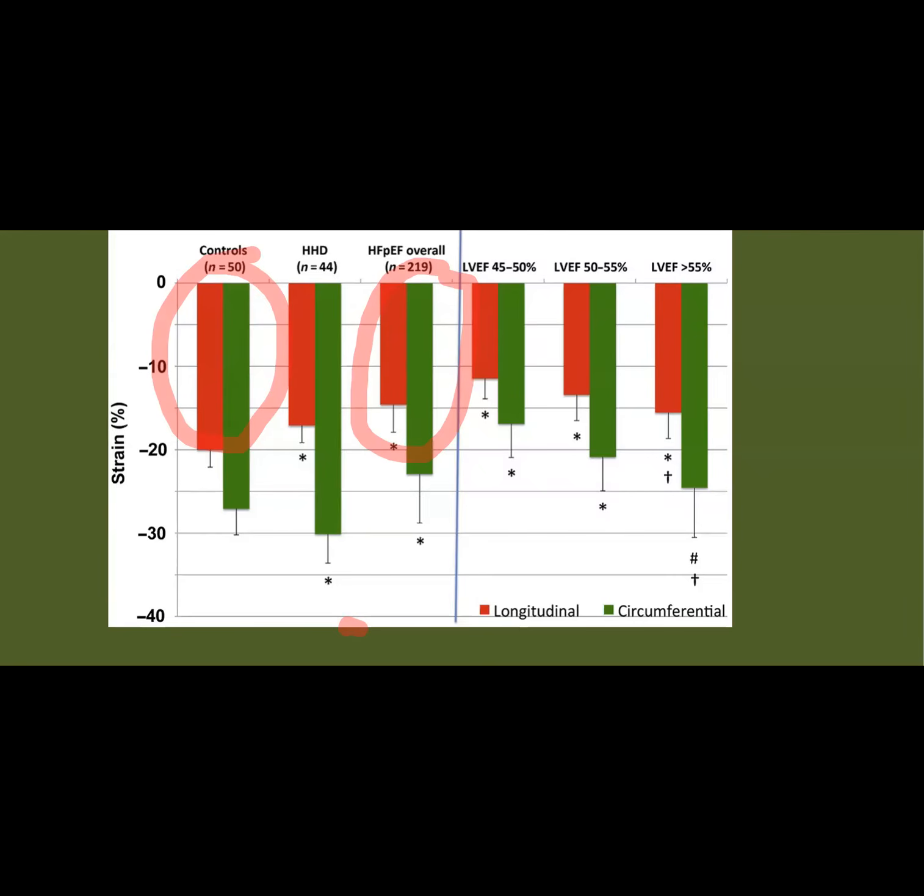Exactly. So what's the meaning of the fact that in HFpEF patients we find reduced longitudinal and circumferential strain, longitudinal more than circumferential? It means they have LV systolic dysfunction. So even the patients we used to label as HFpEF, assuming they had no systolic dysfunction, by strain we find they actually have systolic dysfunction. So even the terminology of HFpEF may change, because HFpEF is no longer purely a diastolic problem. Now from the strain we know that there is a systolic problem.